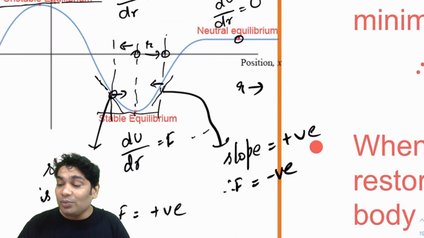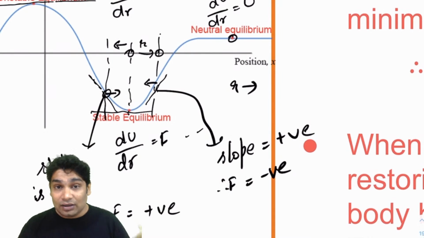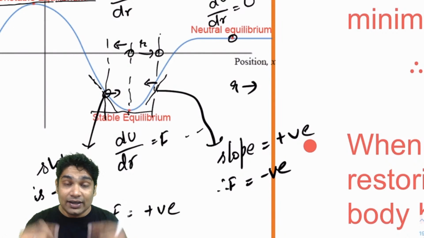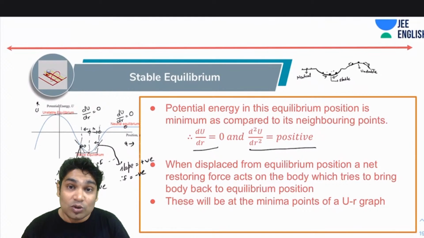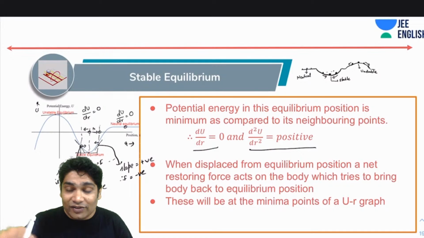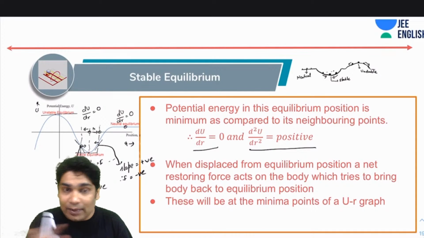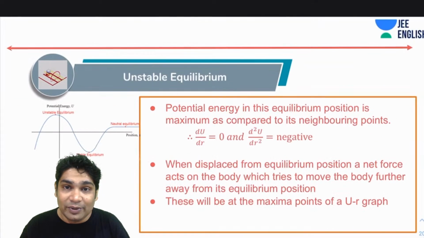You can see from here also that the forces are such that they will always bring the body towards the equilibrium position. That is what stable equilibrium is. So stable equilibrium points are minima points on your U-x or U-r or U-y graph, whatever the graph between U and the dimension is. All the minima points represent stable equilibrium.